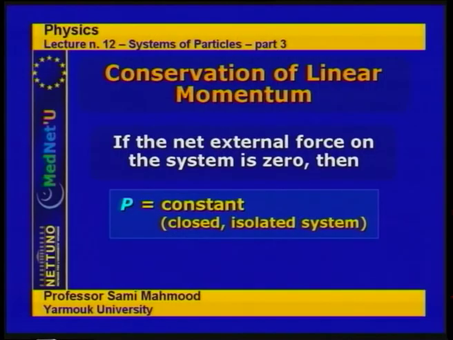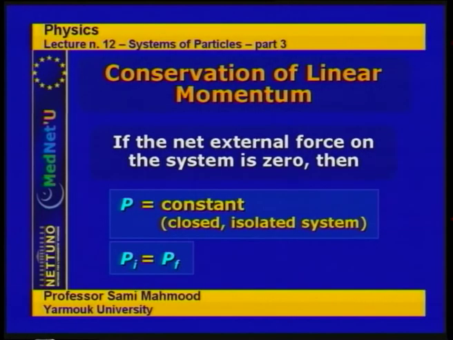So if dP by dt is equal to 0 because the summation of the external forces on the system is 0, then the total momentum of the system is equal to a constant, as far as the system is closed, meaning no particles enter it, no particles leave it, no mass change of the system. So this formula, P is equal to constant, holds for an isolated system which is not acted upon by any external force. That's what isolated is. And for a closed system which does not change its mass with time.